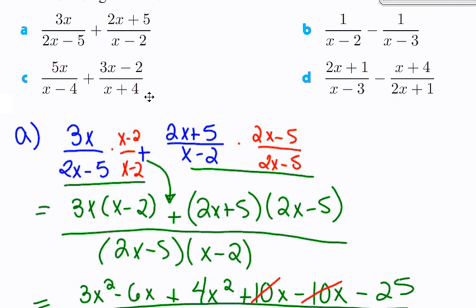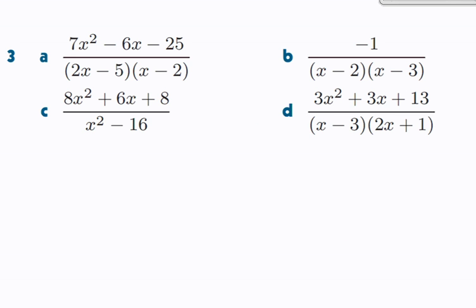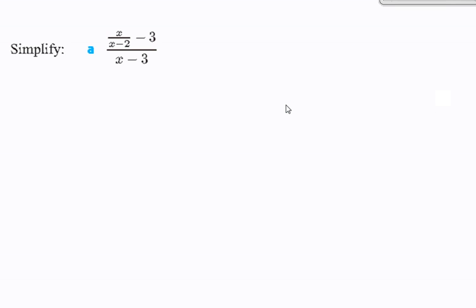So again, please try letters C and D on your own, and then check them with those solutions on the next page. So hit pause, try those, and then check them. Here are those solutions. And the last example we're going to look at is, okay, well, what if we have a fraction within a fraction? How do we deal with that? So we'll just have to focus on our numerator where we have this fraction within a fraction. We'll have to get a common denominator even just in our numerator.